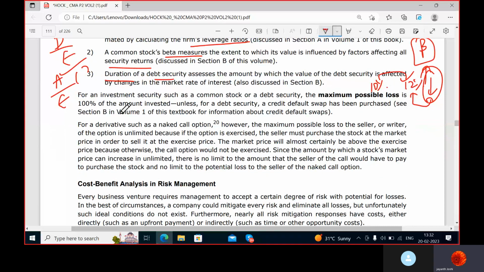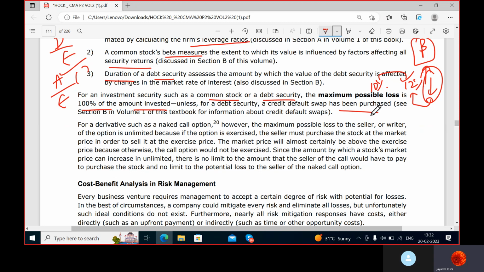So for an investment security such as common stock or a debt security, the maximum possible loss is 100% of the invested fund amount, unless for a debt security a credit default swap has been purchased. See, what does it mean? If you are investing in stocks or bonds, then the maximum possible loss can be 100%. That means definitely your entire money you have put into some investment.